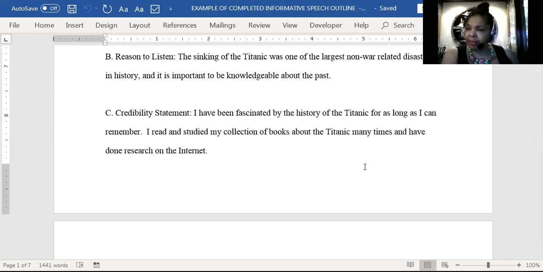I've been fascinated by the Titanic since as long as I can remember. Well, when can you remember? Were you 5? Were you 6? Were you 7? Tell us. Or it was for the last 15 years you've been fascinated. Give us some guidelines here, quantify some things.